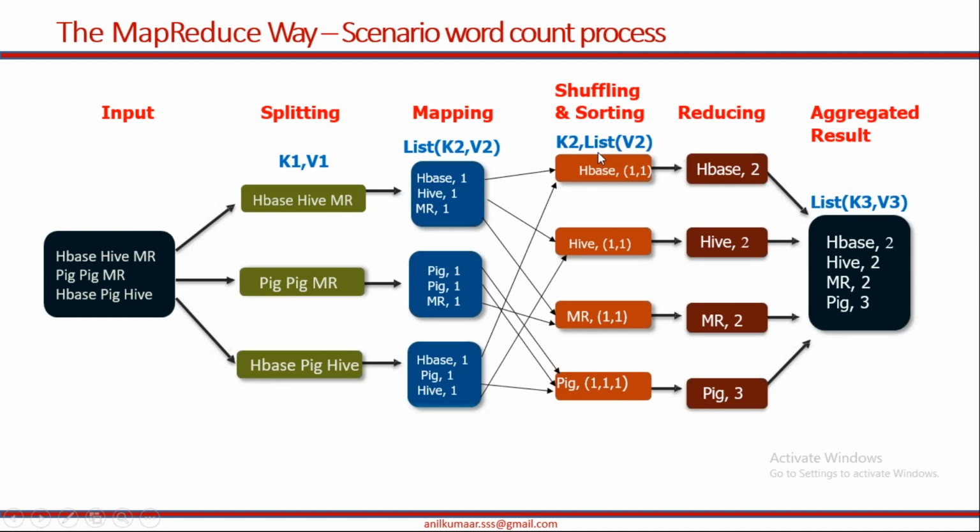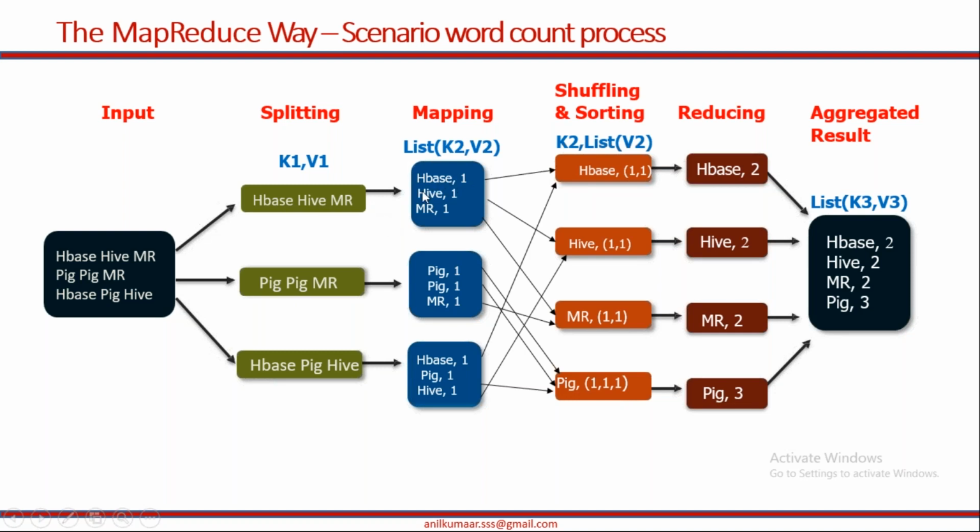Look at this, we will go one by one. Initially we supplied HBase, Hive, MR. Now our mapper prepares a list of key-value pairs. What are the keys here? HBase, Hive, MR, all of these act as keys. So this is the key, comma, one, nothing but its occurrence is one here.